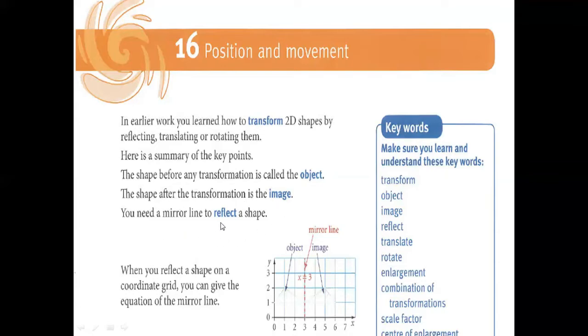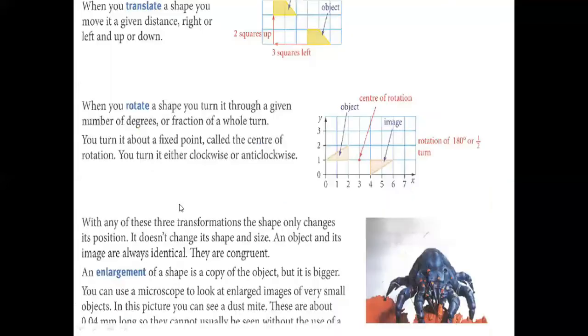You need a mirror line to reflect the shape. Here is the mirror line. If you set an object here, the image should be there. Now these are the common things that we learn. Like here is something. If I say I'm translating this thing, it means you are moving it from this place to this place. So you tell me how many squares you are moving down or up or left and right.